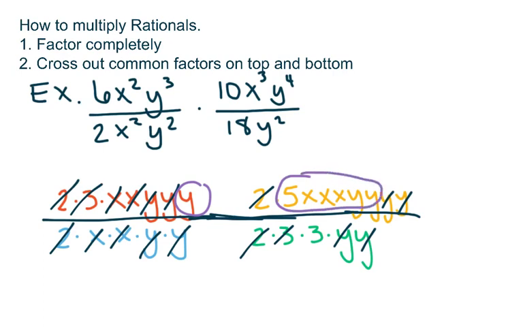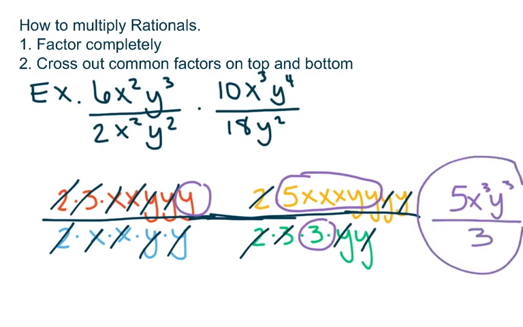5. 3 x's and 2 y's. And on the bottom, I'm just seeing a y. And then I'm just going to write what's left. So on the top, I have a 5. I have 3 x's, so x cubed. I have 3 y's all together, so y cubed. And on the bottom, I just have a 3. So that's my final answer.